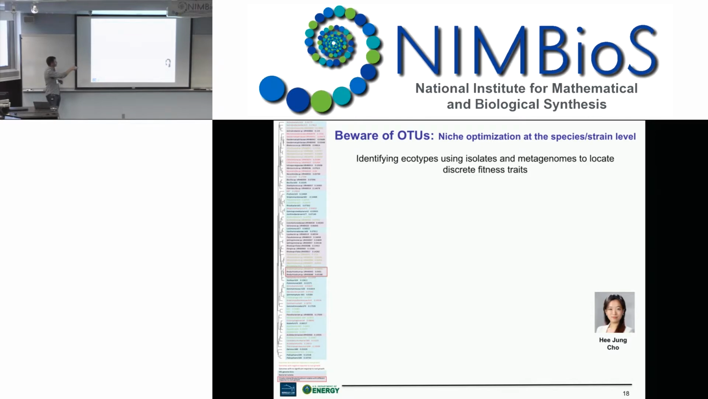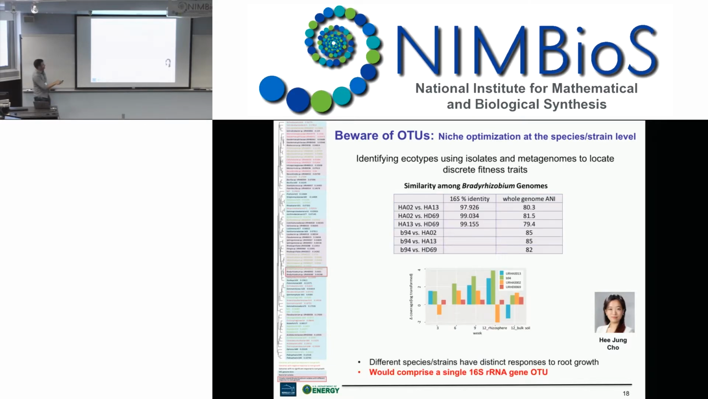Here are 3 organisms that are similar to each other. They're all Bradyrhizobia, probably different. They are different. Genetically, they're probably different species. But if you look at their 16S identity, they would all fall into one OTU, 97%, 99%, 99% similar. So we would bunch them into an OTU, and we would follow their dynamics together.